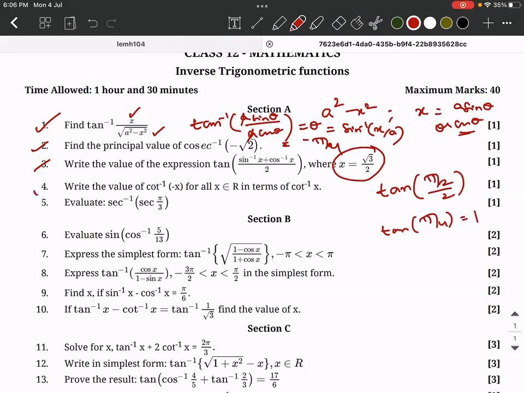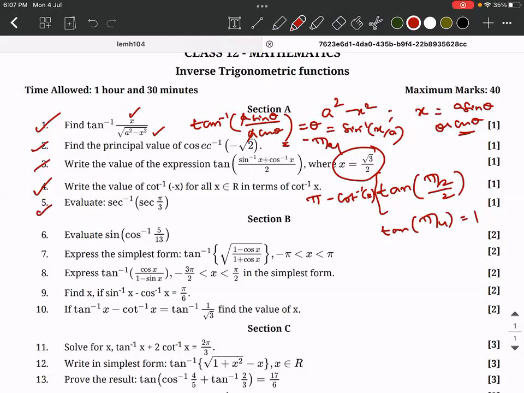Right? Fourth one, cot inverse of minus x in terms of cot inverse of x. So it is pi minus cot inverse of x. That's what I expect. So cot inverse of minus x is equal to pi minus cot inverse x. Why did I write pi minus? Because it is an inverse trigonometric function whose principal value lies between 0 to pi. So whenever you have a negative value inside the inverse, you should write it as pi minus positive value. So pi minus cot inverse x.